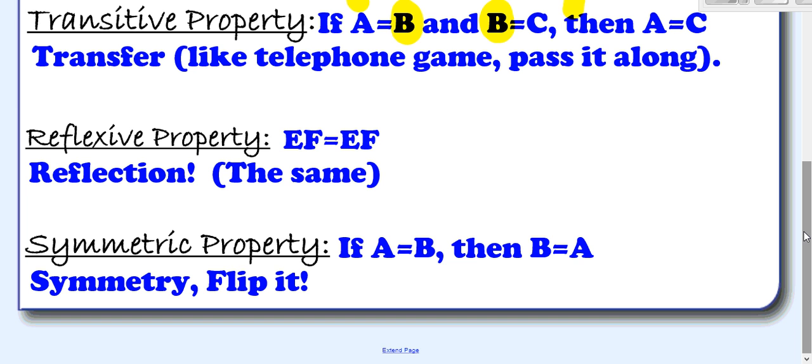And the symmetric property. We learned about symmetry in the last unit. If there's a line of symmetry, that means you could flip it over that line of symmetry. And that's exactly what's happening here. You're flipping over the line of symmetry. A equals B, B equals A. You just have to flip the order because it's flipped over the line of symmetry.